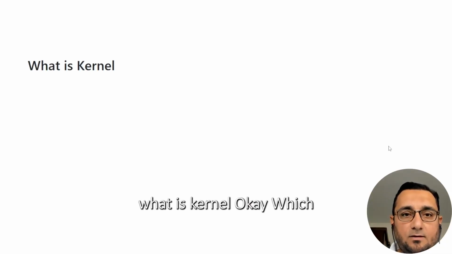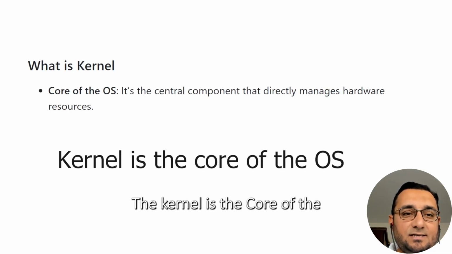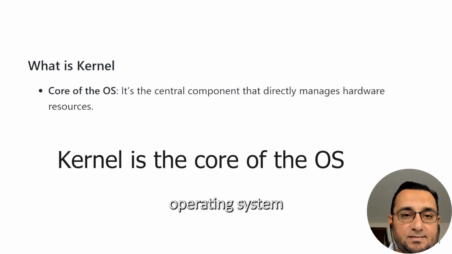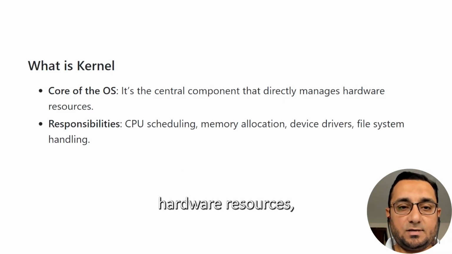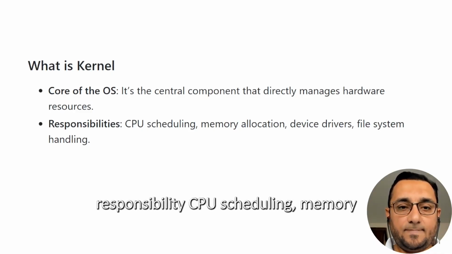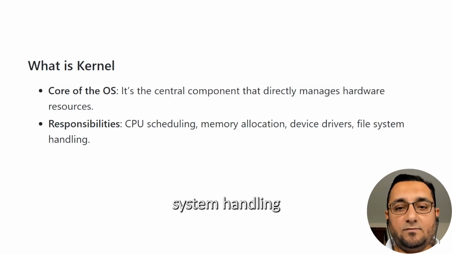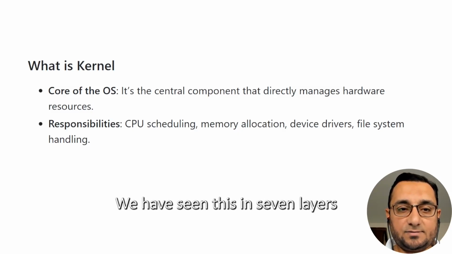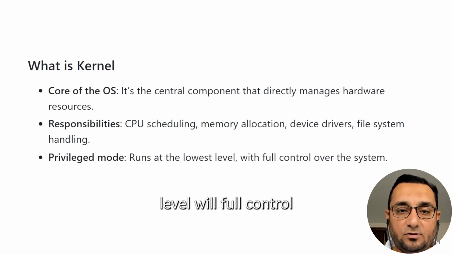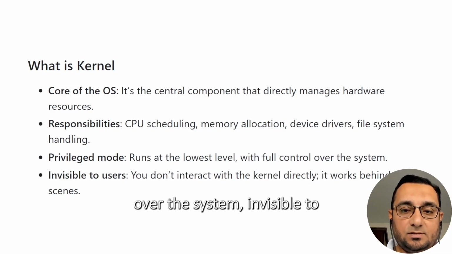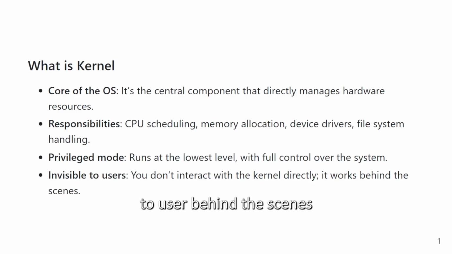What is the kernel? It is the brain of your operating system. The kernel is the core of the operating system. It's the central component that directly manages hardware resources. Responsibilities: CPU scheduling, memory allocation, device drivers, file system handling. We have seen this in the 7 layers. Privilege mode: it runs at the lowest level, with full control over the system. It is invisible to the user, behind the scenes.